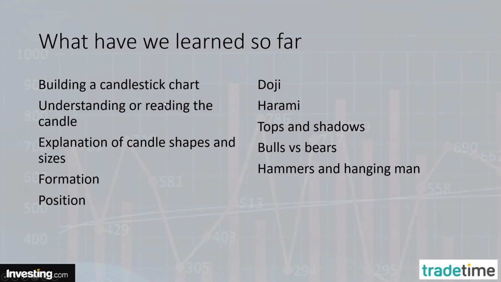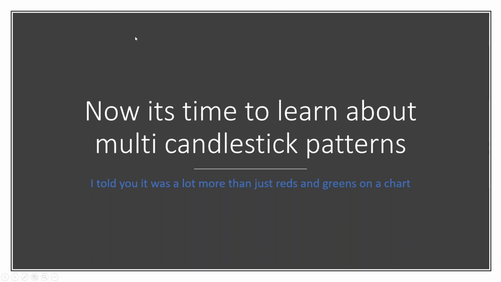So what have we learned so far? We've learned building a candlestick chart, understanding and reading the candle story, the explanation of candle shapes and sizes, formations, positions. We talked about dojis, haramis, tops and shadows, which are the wicks and the shadows, the bulls and the bears, and we talked about the hammers and the hanging men. That's an awful lot to take in a little bit of time.